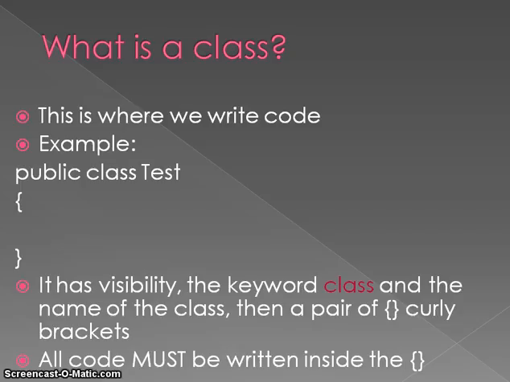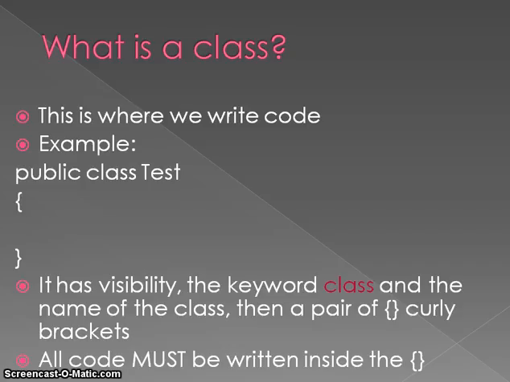Our Java files are stored in what we call classes. A class is where we write our code, and an example of a class definition is public class test. There are three parts to a class declaration: the visibility, in this case public, the name of the structure, which is a class, and the name of the class.